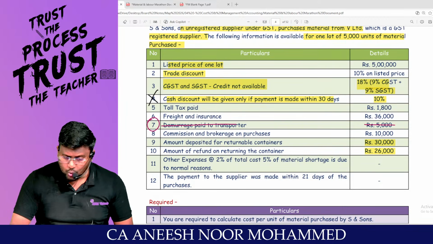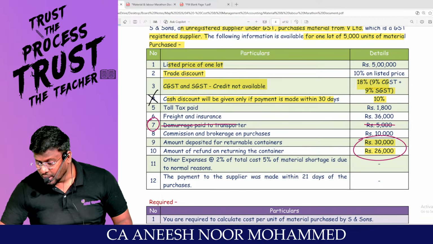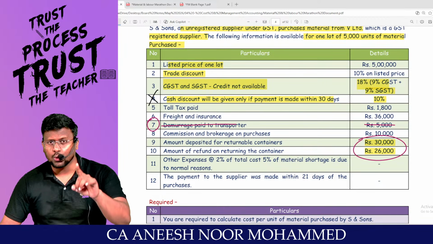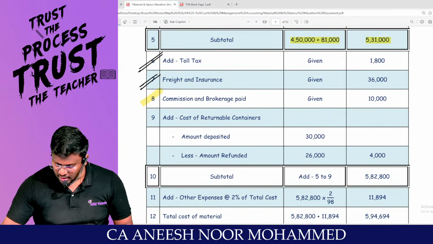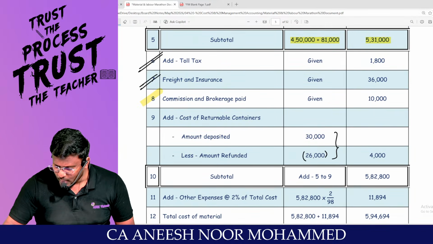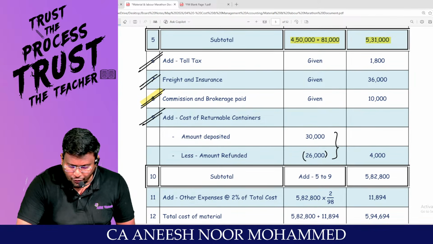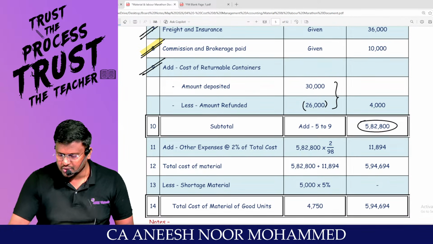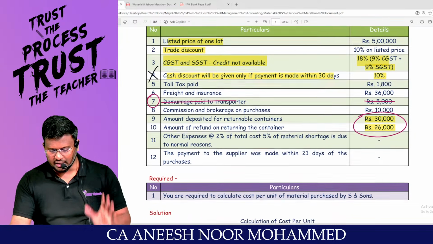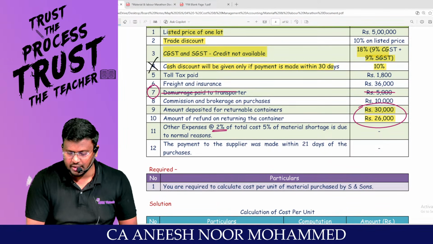But we got only 26,000 rupees as refund. So out of that, 4,000 rupees indirect cost has been incurred. So that's why, sir, 30,000 minus 26,000, 4,000 will form part of the cost, my dear lovable students. So the total cost comes to 5,82,800. Other expenses are 2% of the total cost.